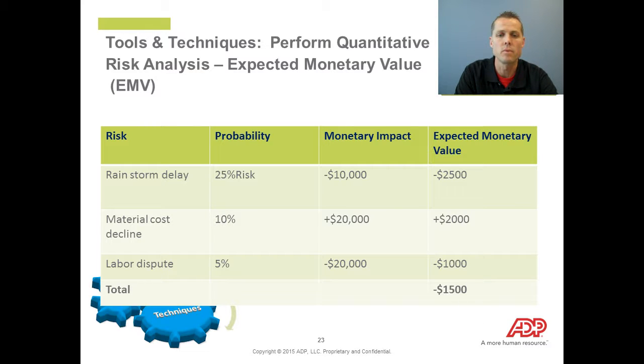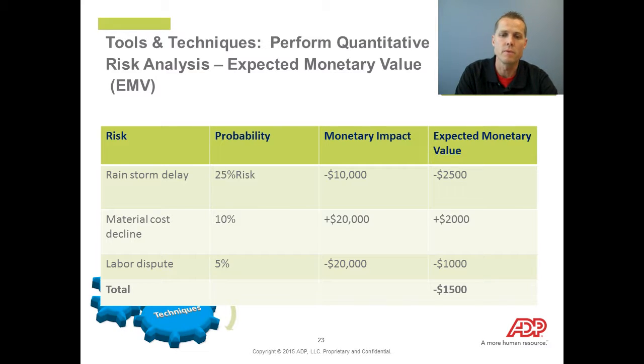For this example, we have a 25% risk of a storm delay that could have a negative $10,000 impact on the project. So the expected monetary value is simply 0.25 times 10,000, so negative 2,500. The material cost decline of 10% could be seen as an opportunity, a positive $20,000 impact. So that 0.1 times 20,000 is a positive 2,000.